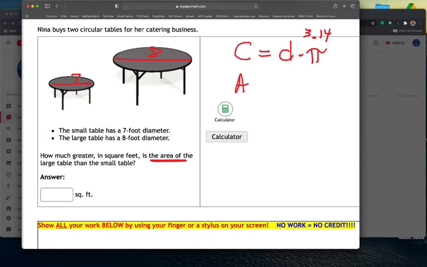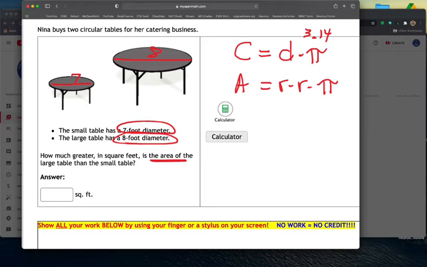So to find the area of any circle, it is the radius of the circle times the radius of the circle times pi. So in some respects, we need the diameter to find the circumference of any circle, and we need the radius to find the area of any circle. But right now, we don't have the radius. We were given the diameter.